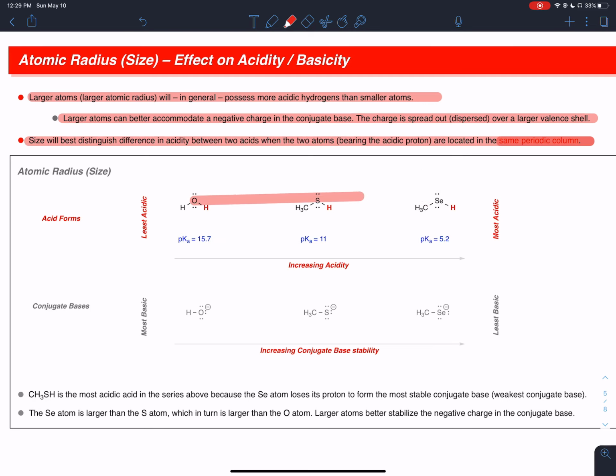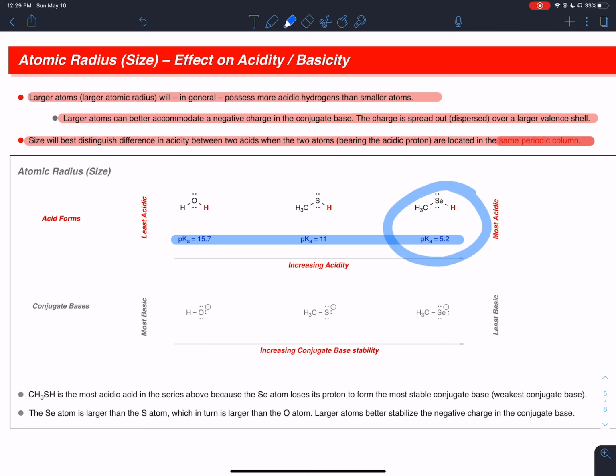We have H2O, we have some thiol, and we have a selenol. And notice I provided the pKa values. Here are the approximate pKa values. The selenol, CH3SeH, is the most acidic at pKa 5.2, approximate pKa value. H2O is the least acidic at pKa 15.7.